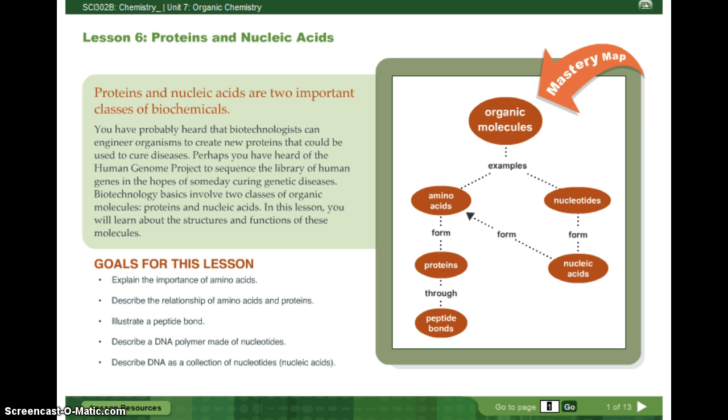Goals for this lesson: explain the importance of amino acids, describe the relationship of amino acids and proteins, illustrate a peptide bond, describe a DNA polymer made of nucleotides, describe DNA as a collection of nucleotides or nucleic acids. Organic molecules, an example could be amino acids, form proteins through peptide bonds. Another example is nucleotides form nucleic acids, which can form amino acids.